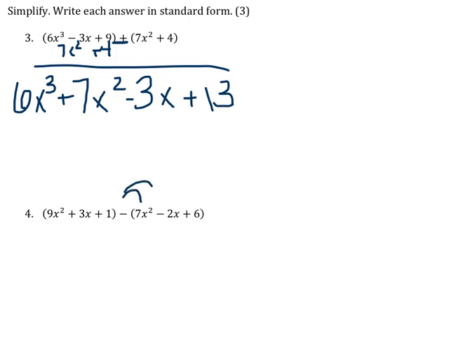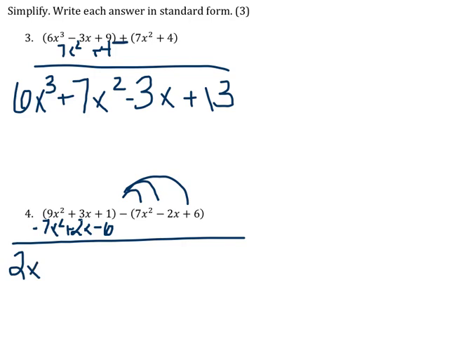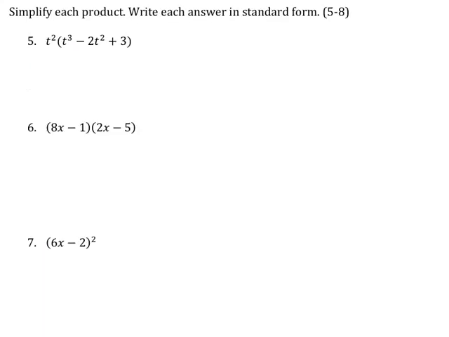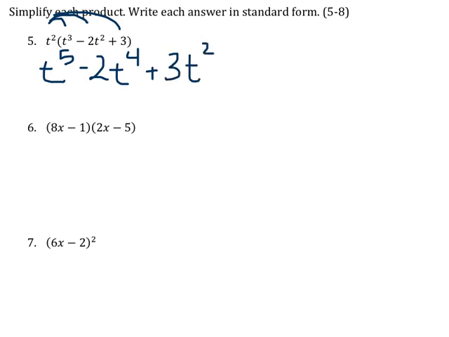When we subtract, we need to distribute the subtraction sign out to each term. It'll change all of those signs, so it'll be a negative 7x squared, a positive 2x, and a negative 6. Adding straight down, 2x squared plus 5x minus 5. That is your final answer. Simplify each product. So here we're just distributing. So we have t to the 5th minus 2t to the 4th plus 3t squared.